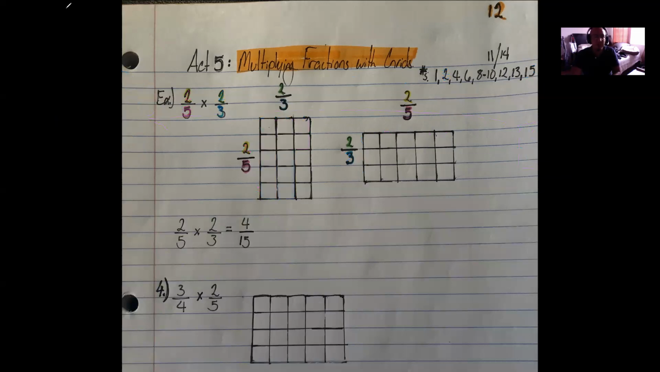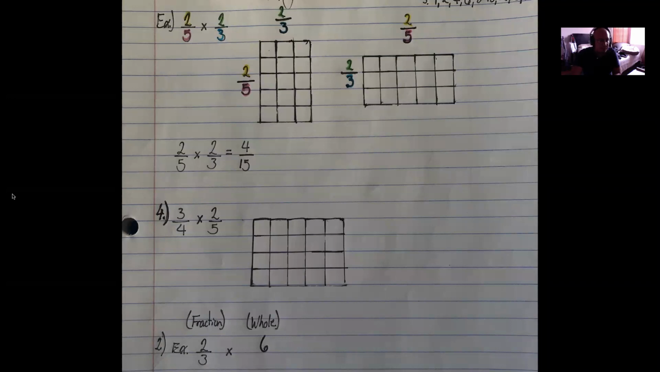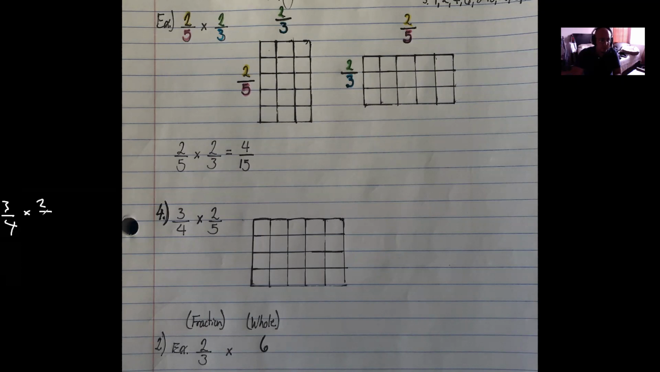And this is actually number 4. This is one of our actual problems. So just like before, let's multiply this out to see what our answer is supposed to be. We have 3/4 times 2/5. When I work this out, I get 3 times 2 is 6, and 4 times 5 is 20. 6/20. And while that is the answer, we do need to simplify that. We always need to simplify.